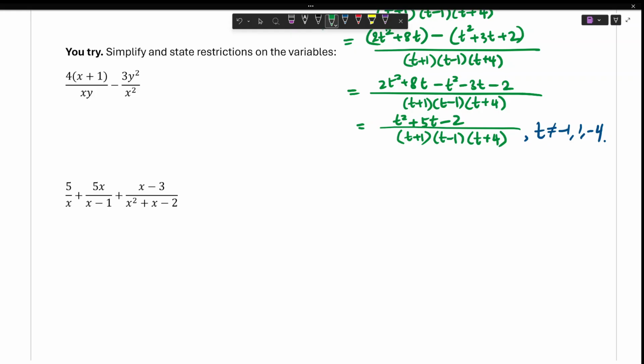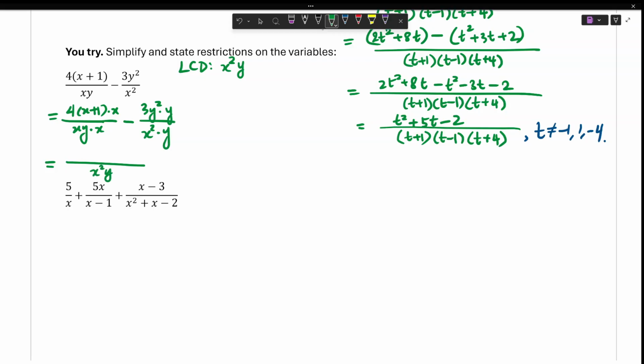Okay, so the first one, we have xy in the denominator and we have x squared. So the lowest common denominator would be x squared times y. That's all you need to make it a multiple. So the first fraction we can multiply on the top and the bottom by x to get x squared y on the bottom. And the second one we can multiply by y on the top and bottom. You're going to get a common denominator of x squared y as planned.